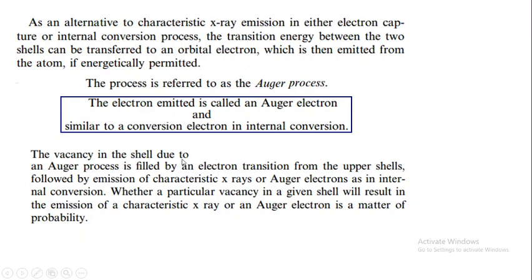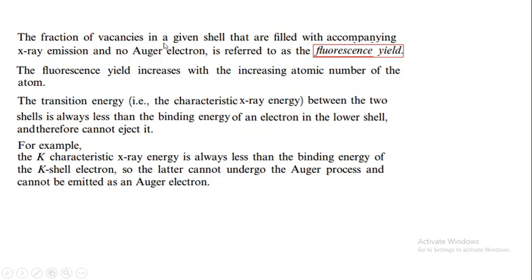The vacancy in the shell due to an Auger process is filled by an electron transition from the upper shell, followed by emission of characteristic X-rays or an Auger electron, as in internal conversion. Whether a particular vacancy in a given shell will result in the emission of a characteristic X-ray or an Auger electron is a matter of probability. The fraction of vacancies in a given shell that are filled with accompanying X-ray emission and no Auger electron is referred to as the fluorescence yield.